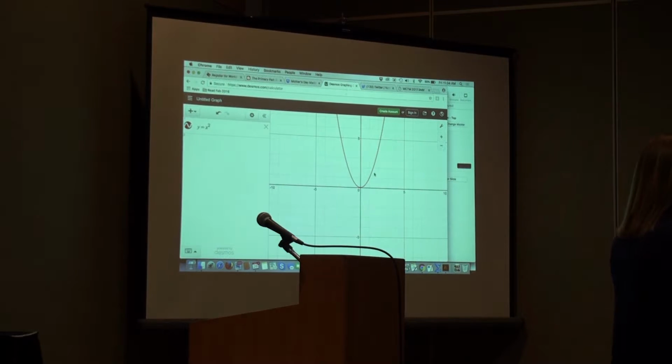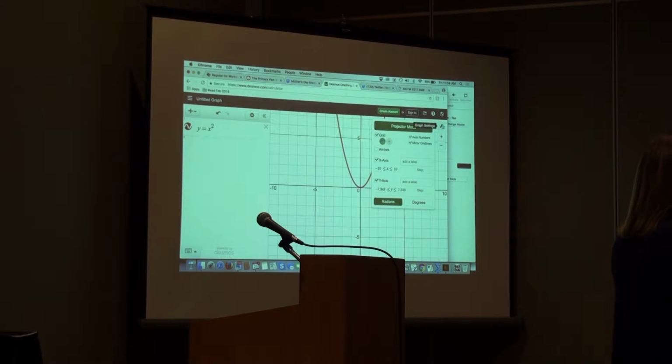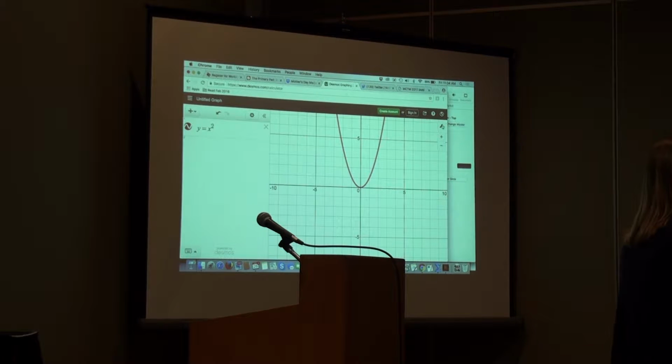We can put a couple points. I could turn this on projector mode so it looks even nicer. You can see a little bit better. And then I could say, what would happen if I took that y equals x squared?